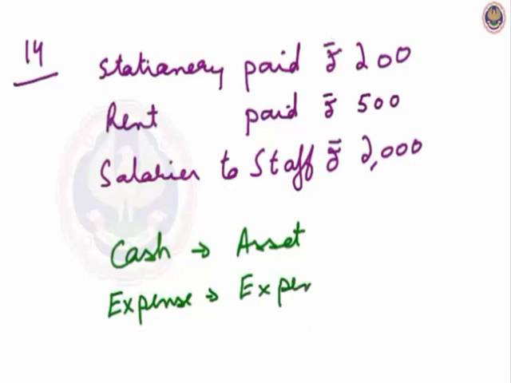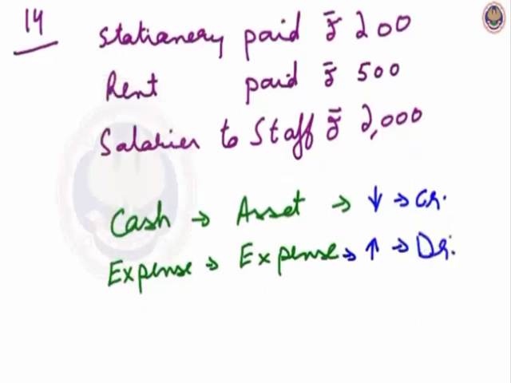Expense, the head, we know it is expense itself. There are three types of expenses: stationery, rent, and salaries. Whenever there is decrease in asset, it is always credited. So decrease in asset is always credited. And whenever there is increase in expense, it is always debit.